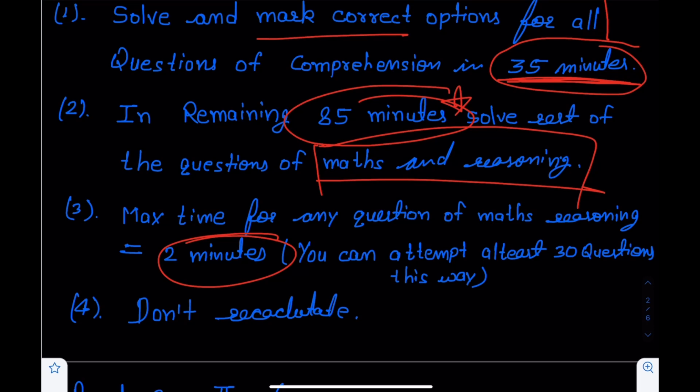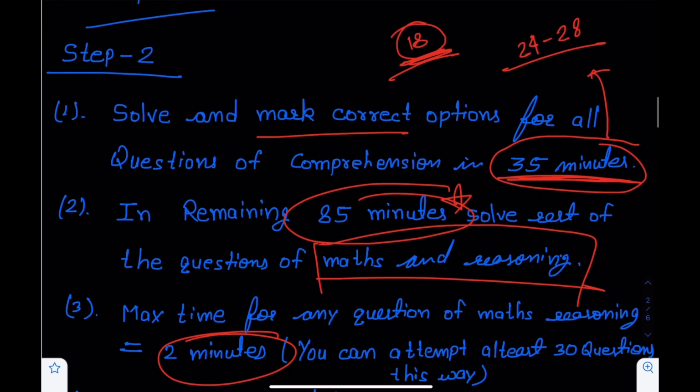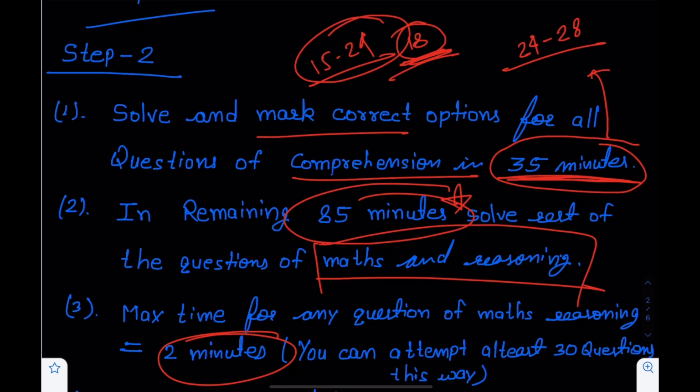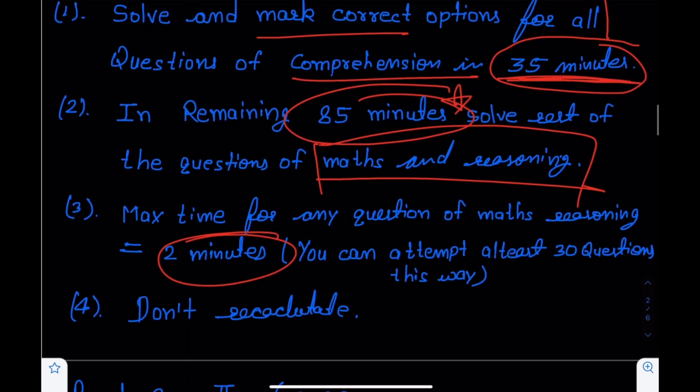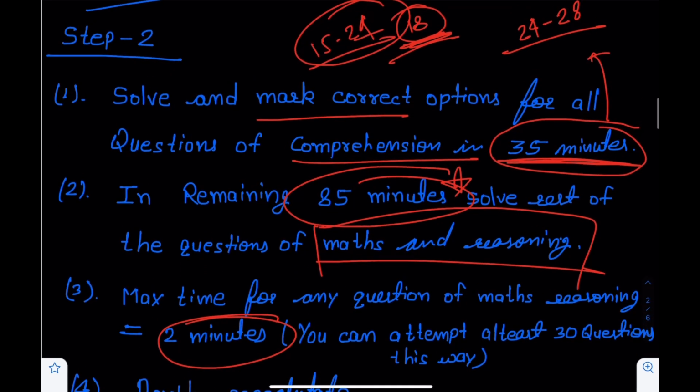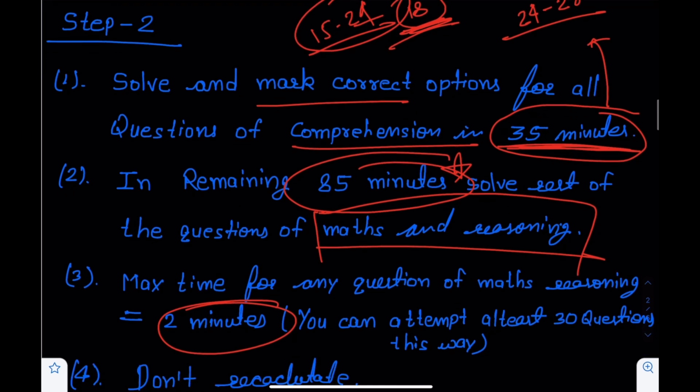If you follow this approach, out of the comprehension section, obviously you will be able to solve about 15 to 24 questions. So if there are 24 questions, many people will be able to solve 24 out of 24 if you show enough hurry. You need to be in a hurry from minute 1. Then only you will be able to utilize your time in the most efficient method, and you will be able to solve more questions.